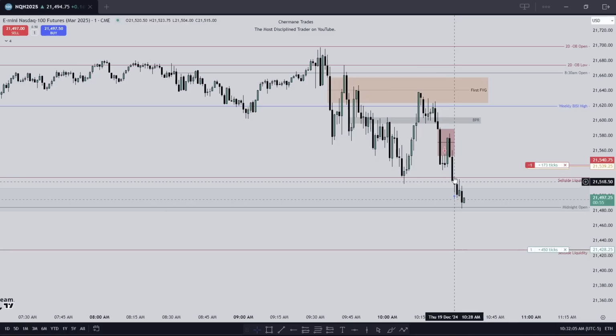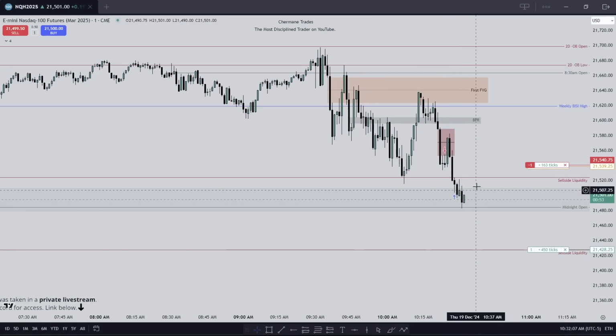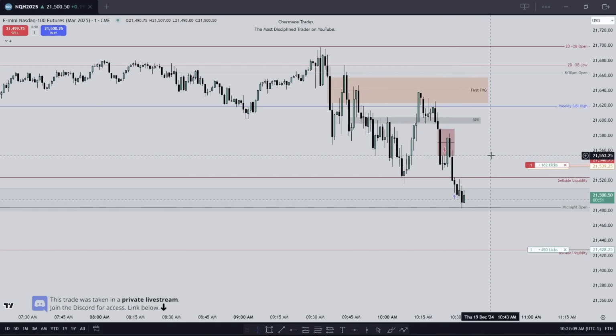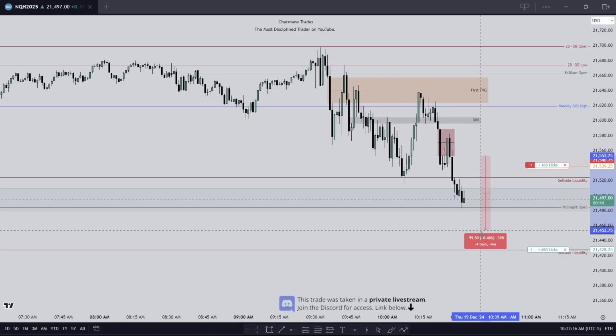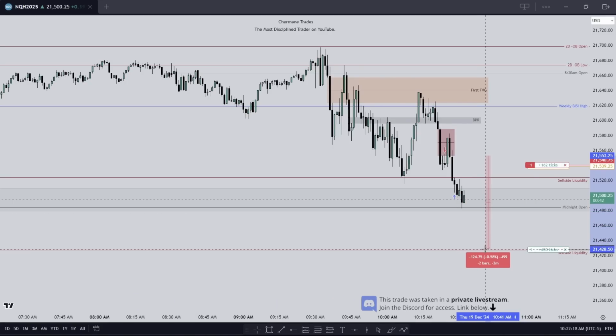So right now, I would already be scaled out half of my position. And that's already 70 handles. That's pretty good. The entire trade is over 100.